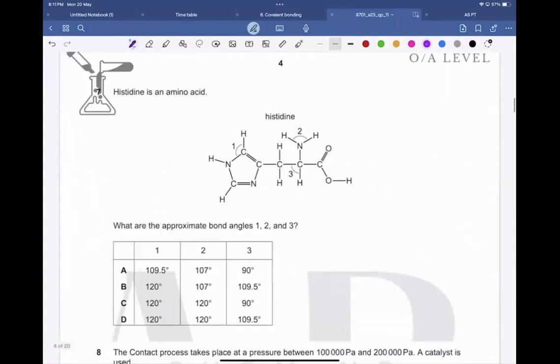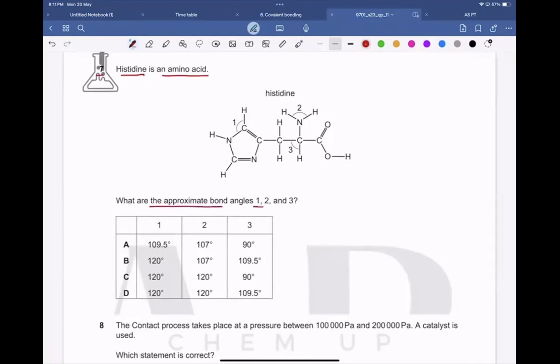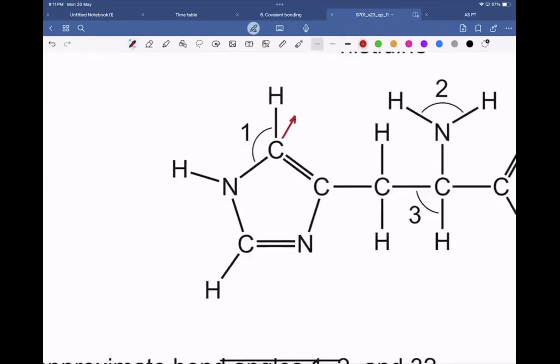Now, question number 7. Histidine is an amino acid. What are the approximate bond angles 1, 2, and 3? Okay, let's have a look. If you look at bond 1, we can easily see that around this carbon there are three bond pairs. As it is carbon, all the valence shell electrons are involved in bonding, so there is no lone pair over here.